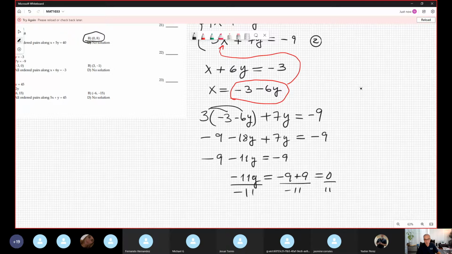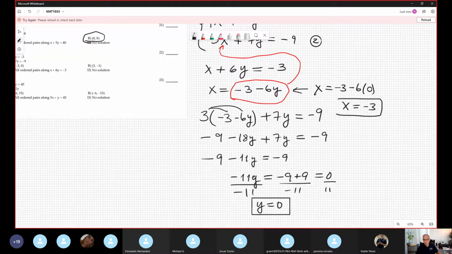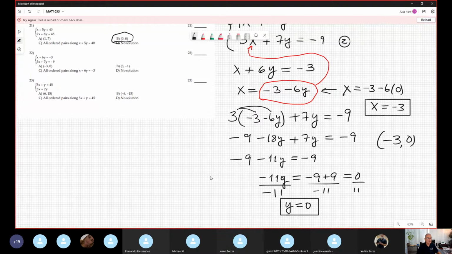it's obvious. Okay, why is it? See, it's nice, an easy number to manipulate. Now when you come back here, x is equal to minus 3 minus 6 times 0, and 6 times 0 is 0. Therefore x is minus 3. And the solution is the point negative 3, 0. Negative 3, 0 is option 8.